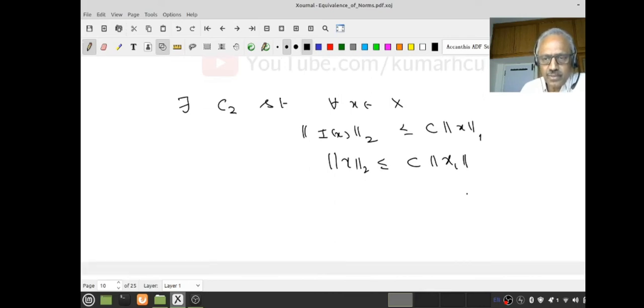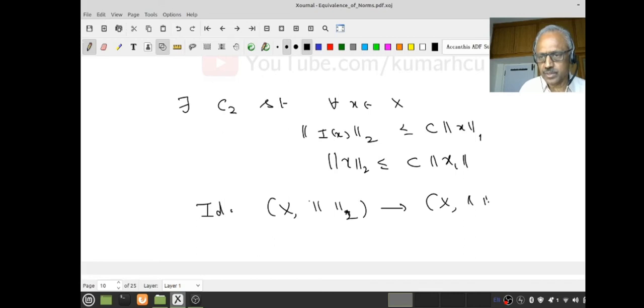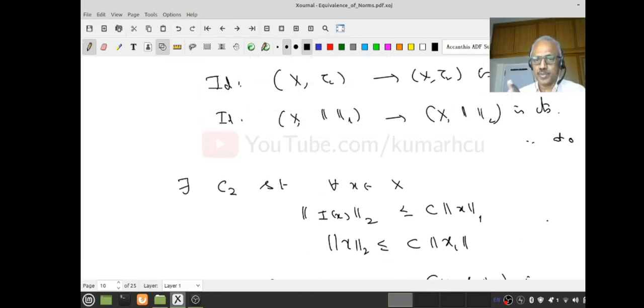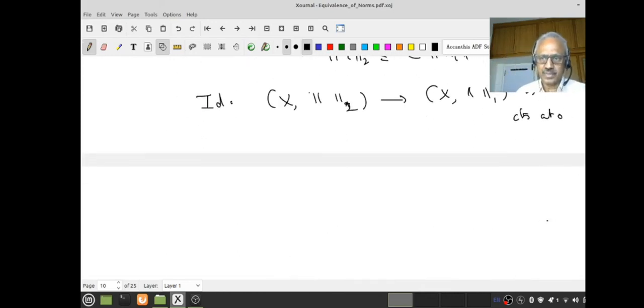Now I can interchange 1 and 2. Now I look at the identity map from X with respect to the second norm to X with respect to the first norm, and this is also continuous at 0. Why is it continuous at 0? Remember, identity map is a homeomorphism. Therefore the inverse map, what is the inverse of the identity map? It's itself. Therefore the inverse of identity is the identity map from X with norm 2 to X with norm 1. So this is also continuous at 0.